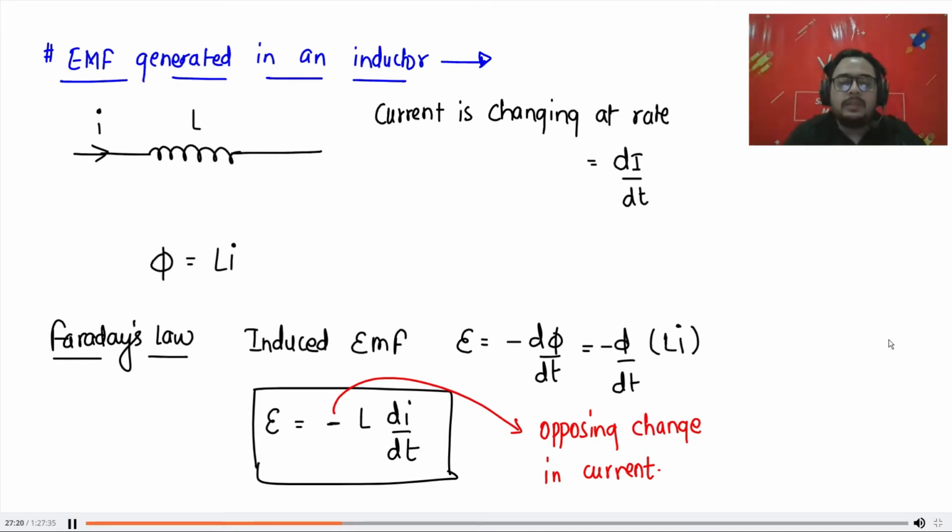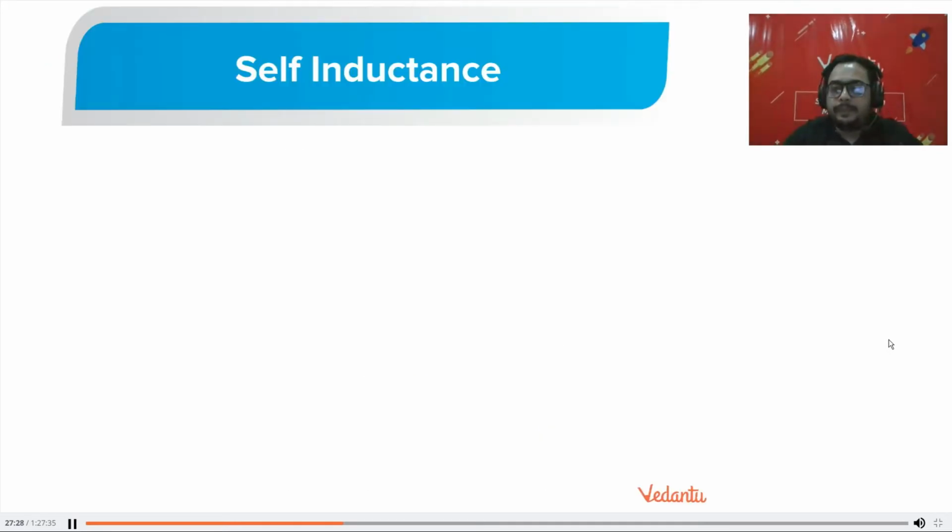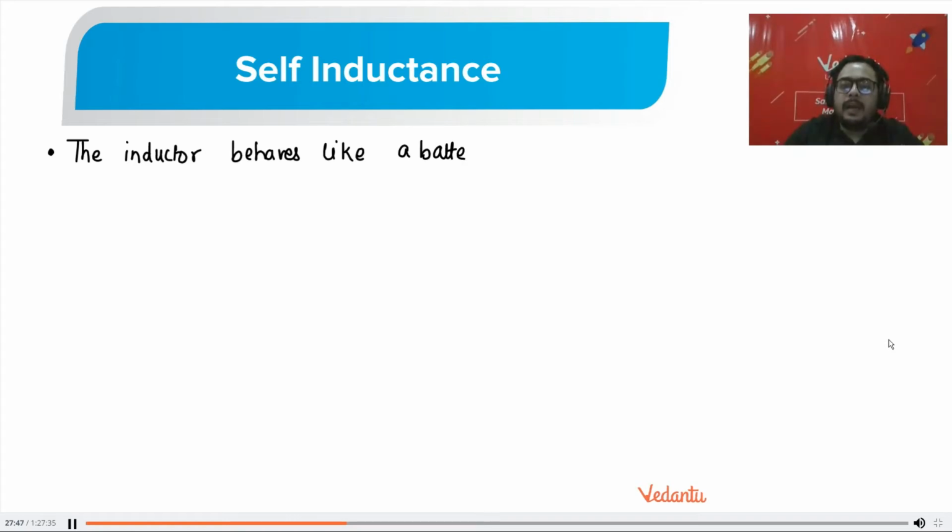Okay, since I'm not getting any doubts, it is not completed yet. The main thing is still remaining. The main thing is that the inductor behaves like a battery. The inductor behaves like a battery because just now you have calculated that an EMF equal to minus L di by dt is generated in it.